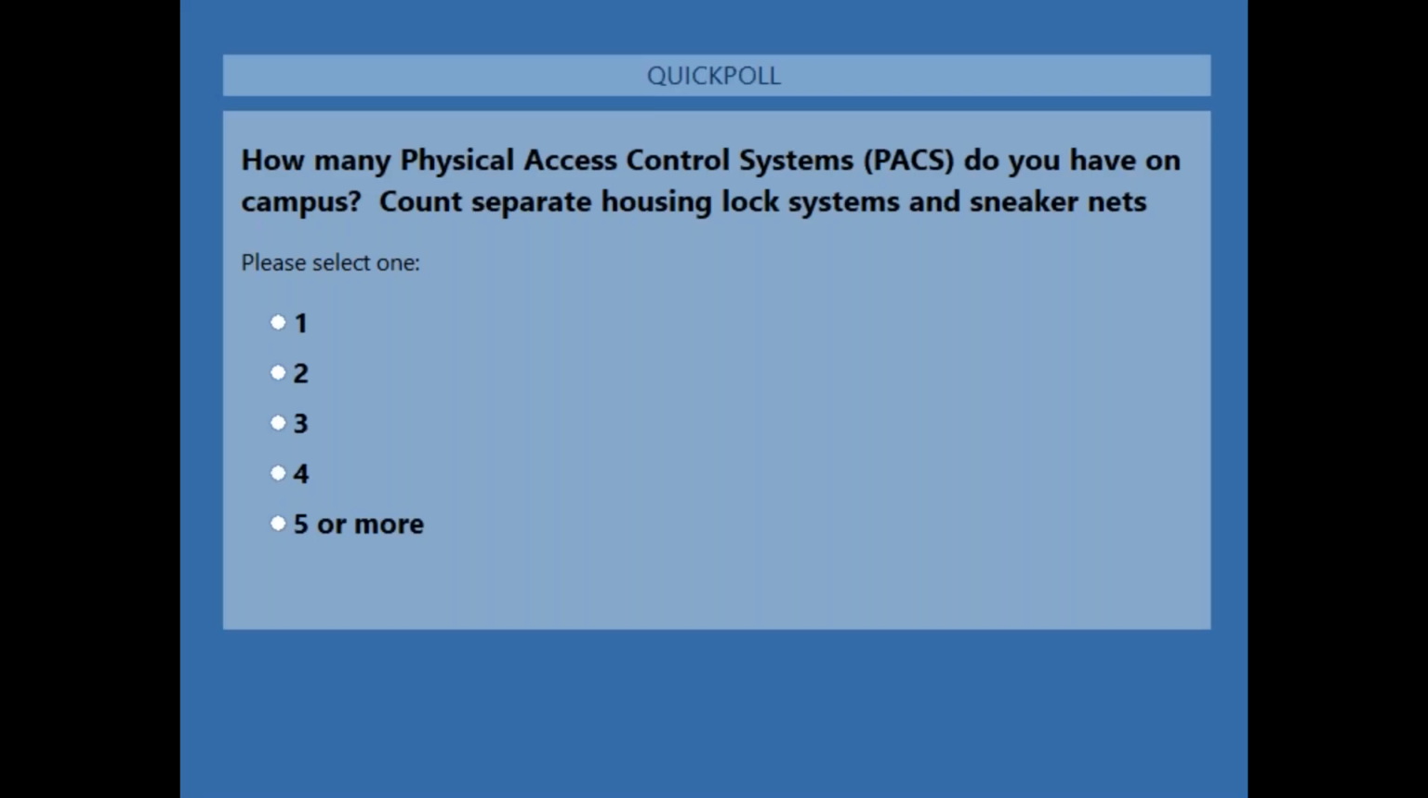Next poll. How many physical access control systems do you have on your campus? See what we get here. Thank you all for responding swiftly.